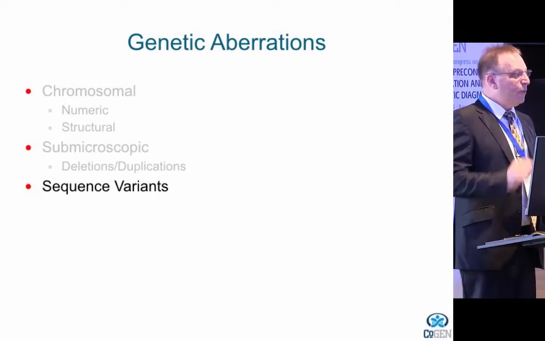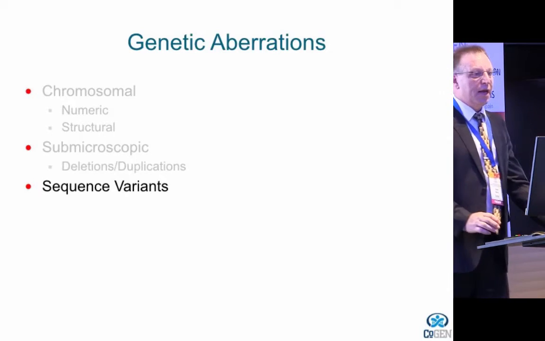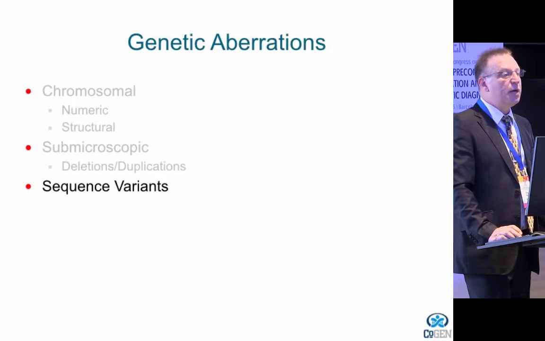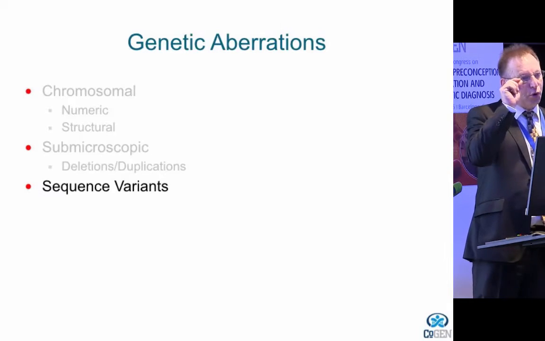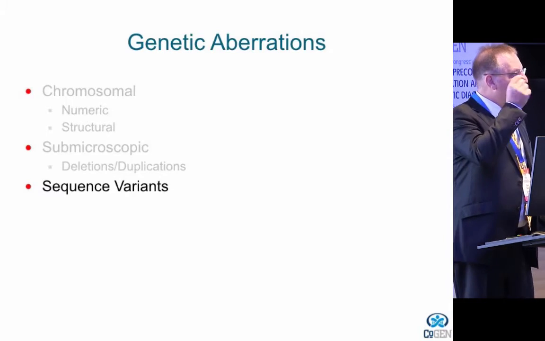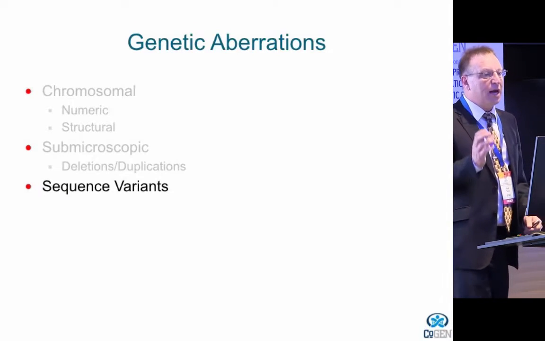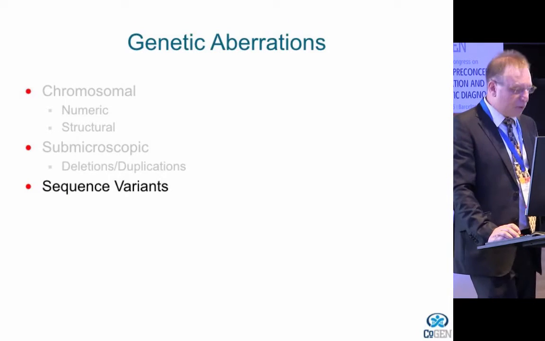Then lastly, if we go down as deep as the single letter in the sequence, we may find certain changes, certain sequence variants. And this is like having in the book some word misspelled. One letter is exchanged with another letter, or a few letters are missing. And that sometimes may cause an aberration, sometimes not. And these will be called sequence variants.